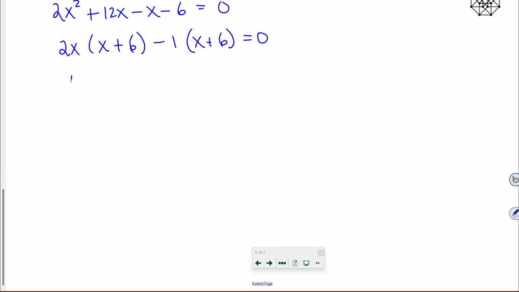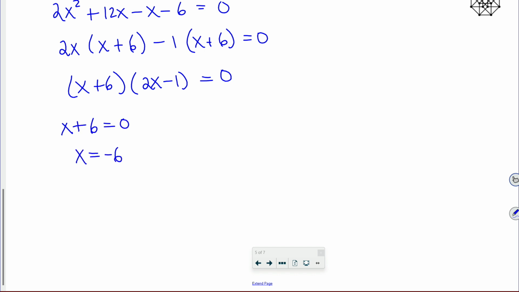Boy, I just keep making this page longer and longer. x plus 6 times 2x minus 1 is equal to 0. Set x plus 6 equal to 0, and I'll get x equals negative 6. Set 2x minus 1 equal to 0, and I'm going to get x equals positive 1/2.